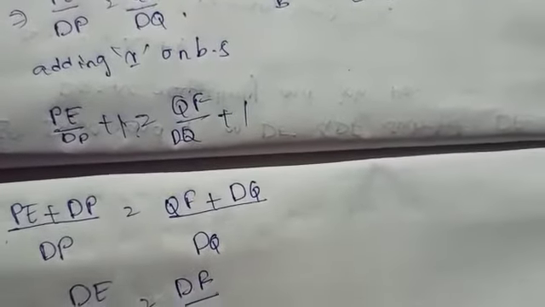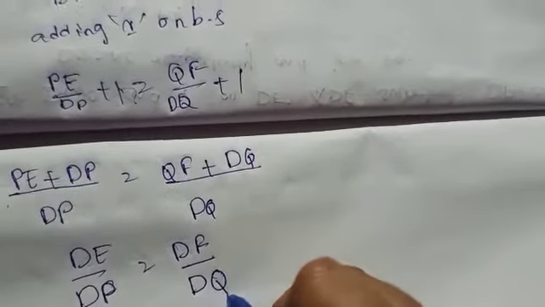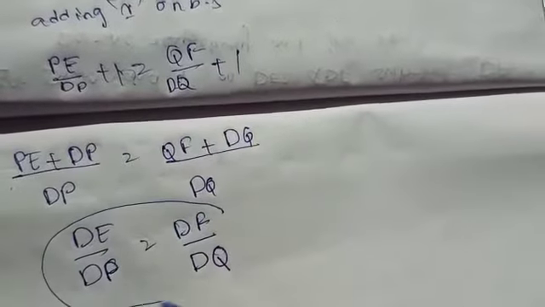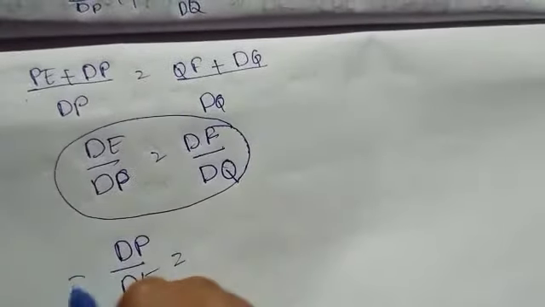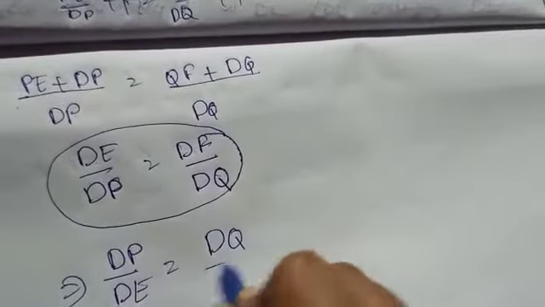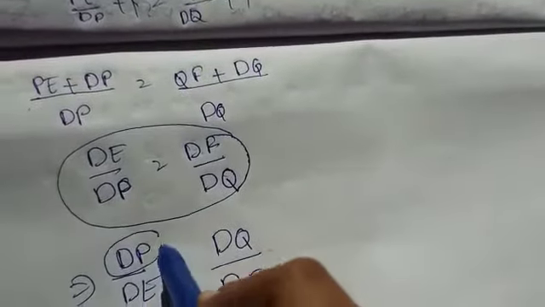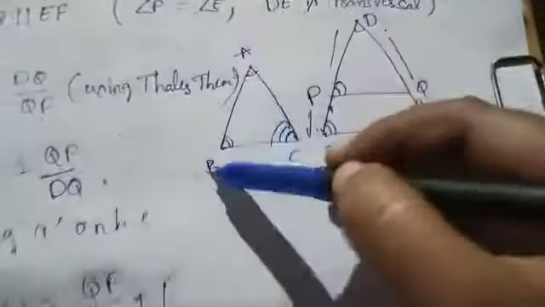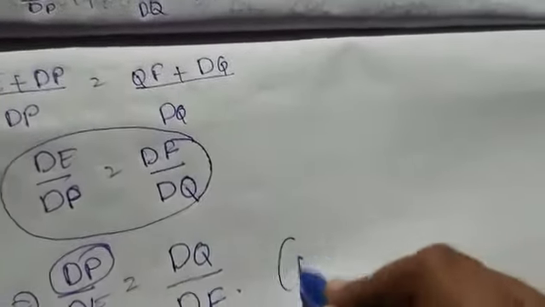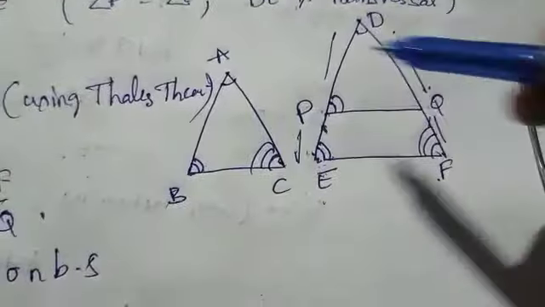DF by DQ. Write the reverse of these ratios. Reverse: DP by DE equals DQ by DF. We know DP is exactly equal to AB, and DQ equals AC.